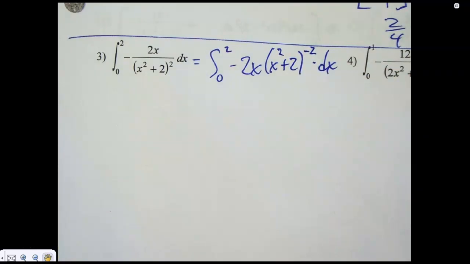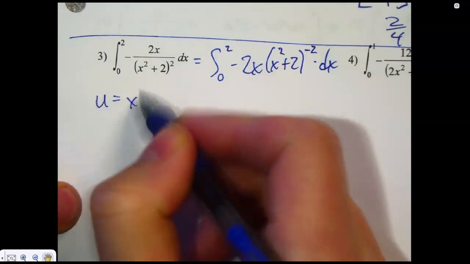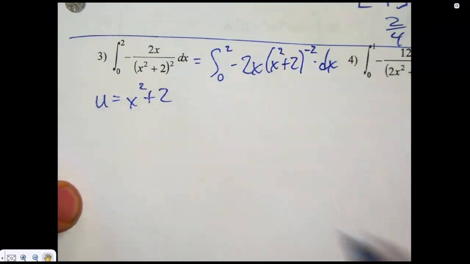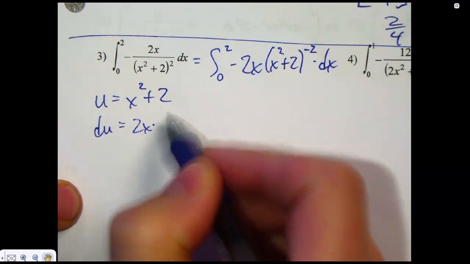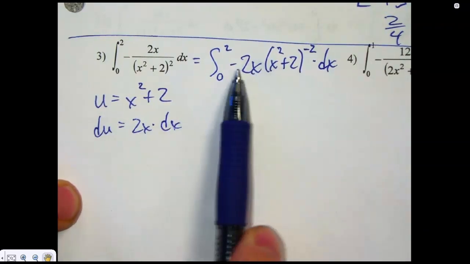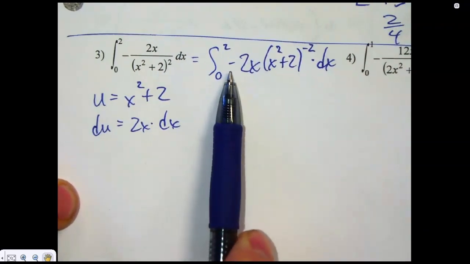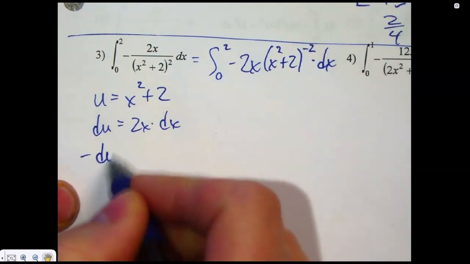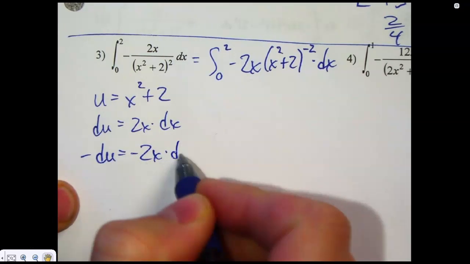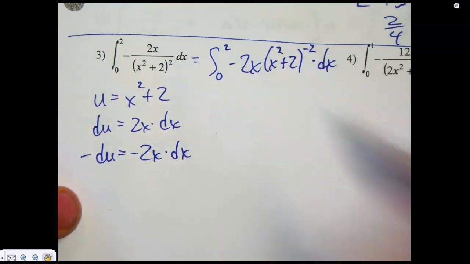So that's me rewriting it, and then u is going to equal x squared plus 2. Has it been x squared plus 2 in every product? X squared plus 4. So du is going to be 2x times dx, but I need it to be negative 2x. So, is that where you're messed up? No, I got the negative one. You got negative du? Yeah, I got it. Okay.